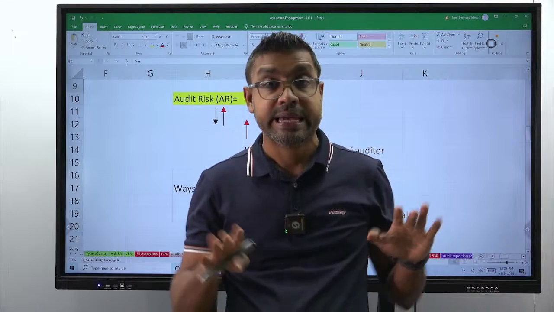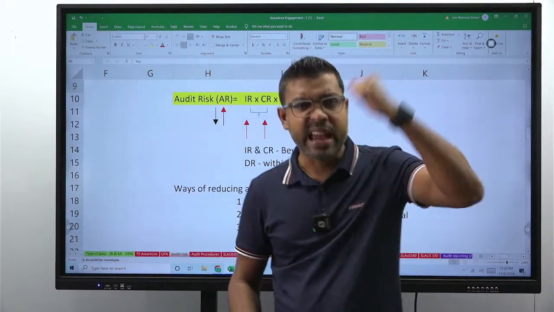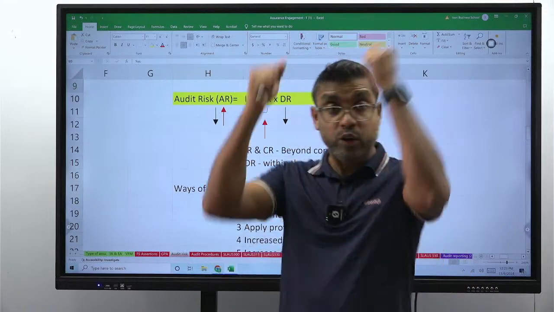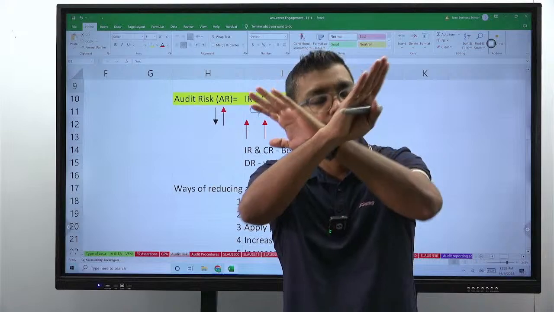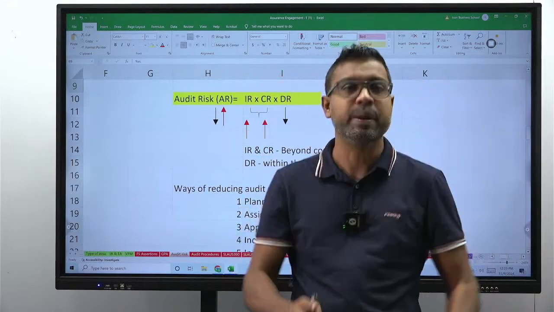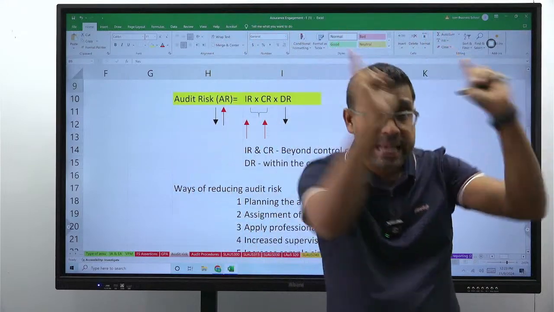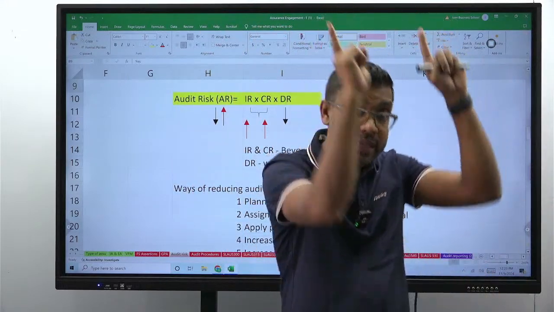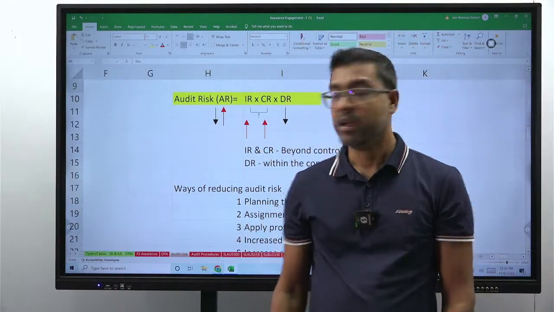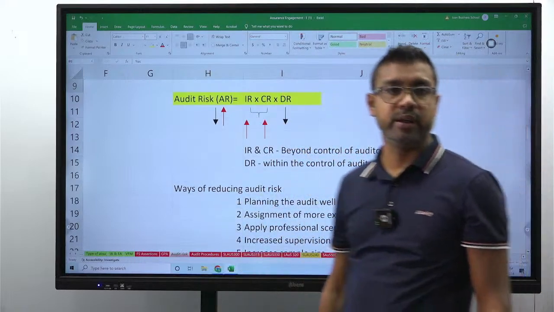No way. It's beyond the control of the auditor. Can auditor push? Can auditor correct? Can auditor touch? Or can auditor go and implement proper internal control? No. Operational controls, financial controls, compliance controls. These are the three categories of internal control. Who is designing? Management. Who is implementing? Management. Who is monitoring? Management. So inherent risk and control risk are beyond the control of the auditor.